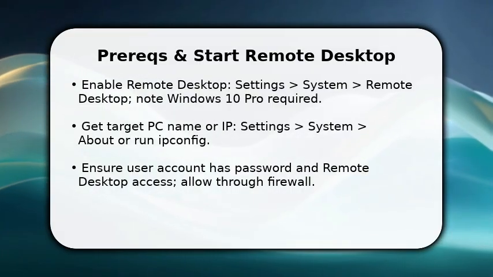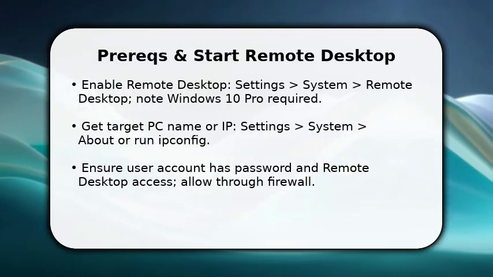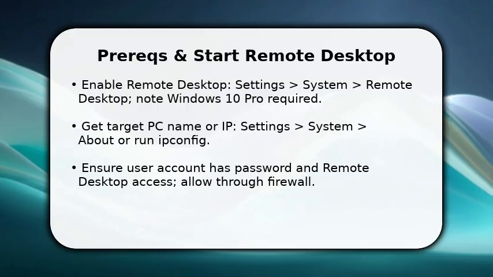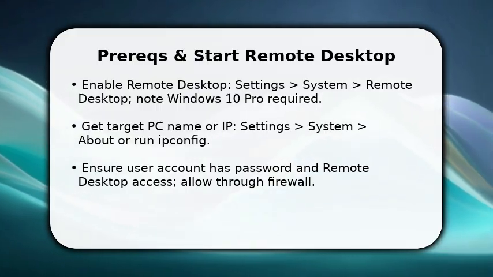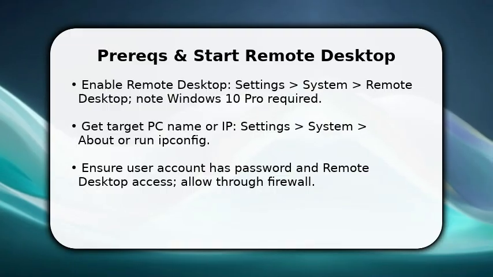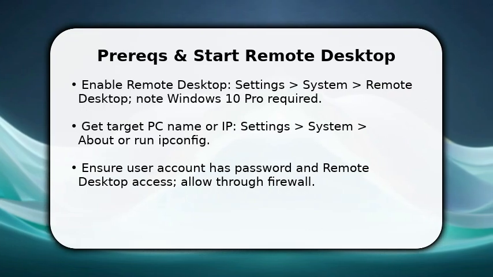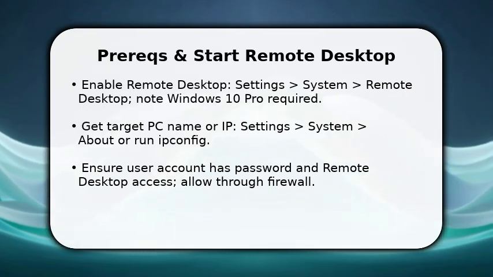Make sure the account you'll use has a password and is added to Remote Desktop users. Once done, record the PC name or IP from About or run ipconfig. Make sure the PC is on the same network or reachable. Finally, allow Remote Desktop through Windows Firewall so incoming connections are accepted.